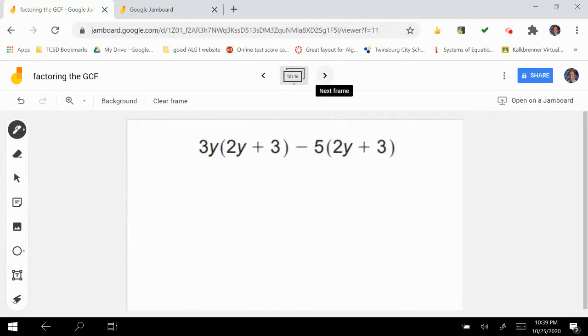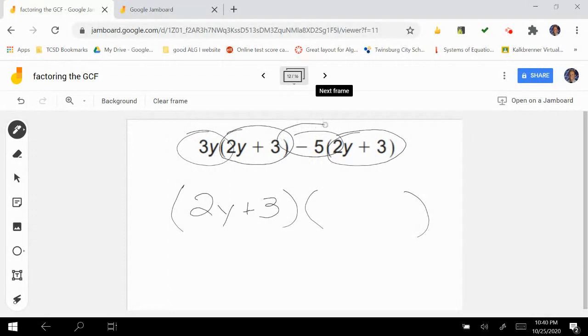All right, so here is the parentheses problem. What do they have in common? Right away, you notice what? The parentheses. Yeah, so they have a common binomial as well. Now what's left over? The GCFs. They already did the hard part for us. They did the 2 problems. Now they're just saying, hey, 3y minus 5. You see where I got those from? So the parentheses are really, really quick.